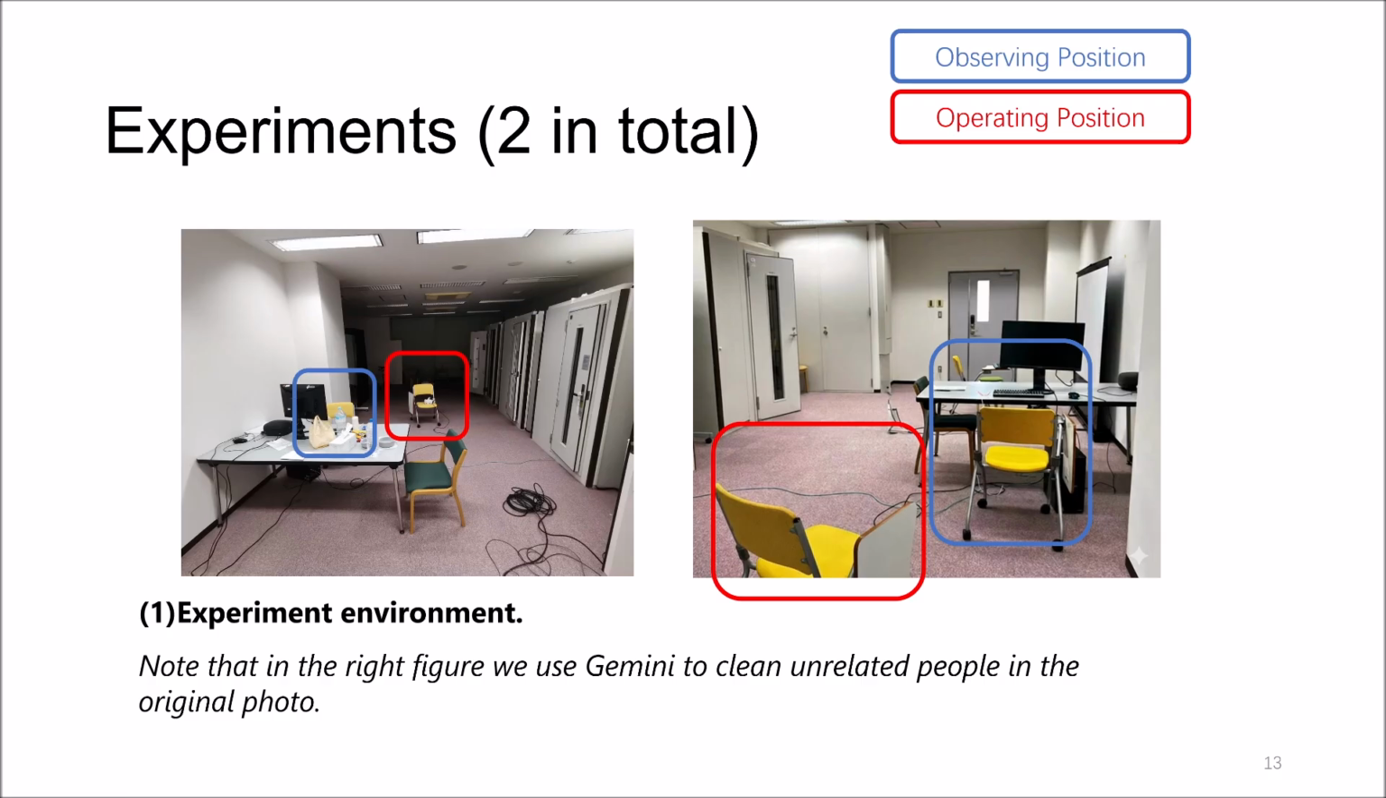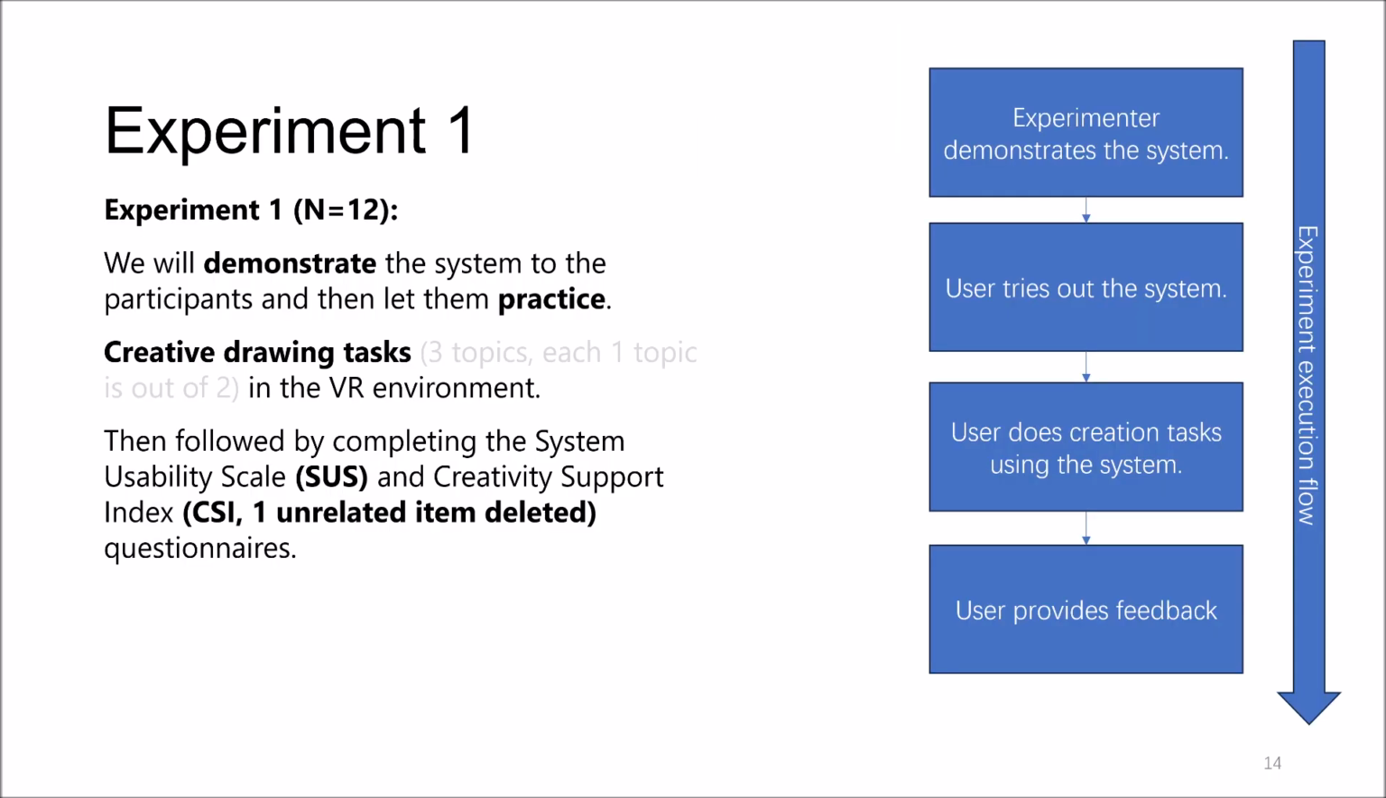The experimental environment is as you see. We have two experiments. Experiment 1 required participants to use the system to complete three creative tasks, each revolving around a specific theme, and to provide evaluations using SUS and CSI. The task is guided using a demonstration.